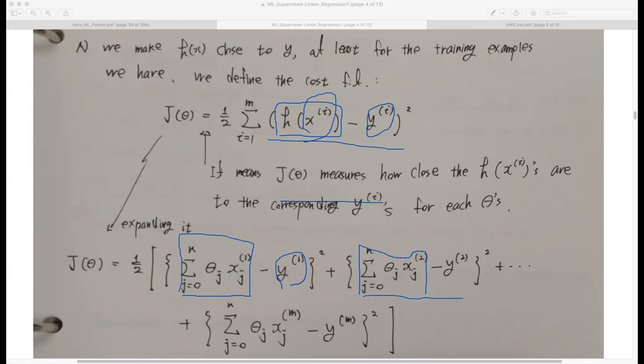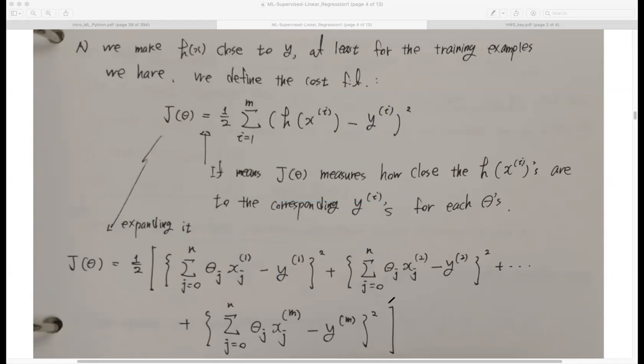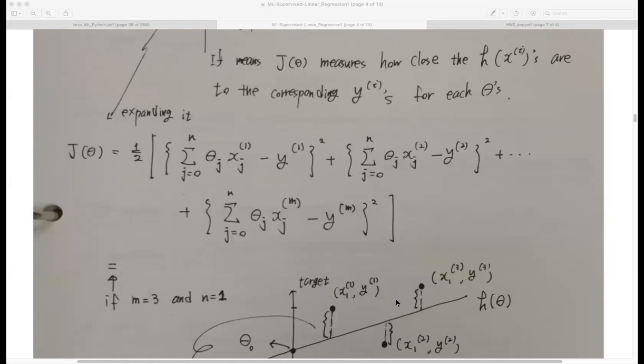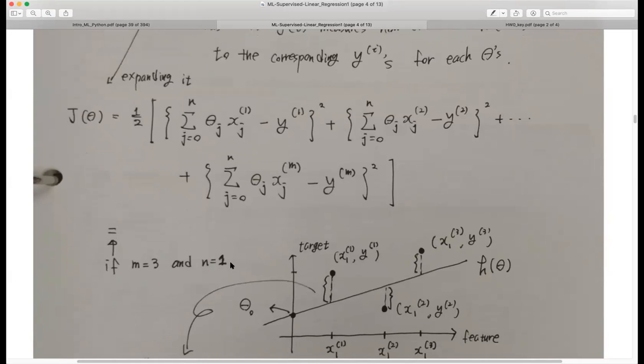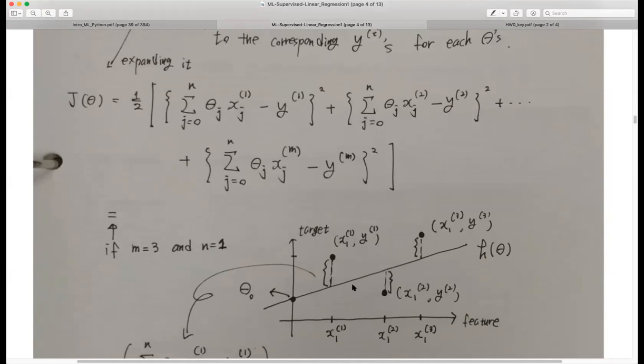All right. So now, to understand the J of theta better, let's say m equals 3. What's m? m is the number of examples. And then n is 1, that's the number of features. Keep in mind this.